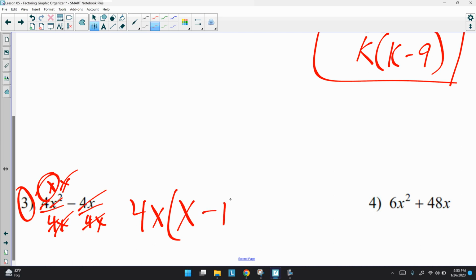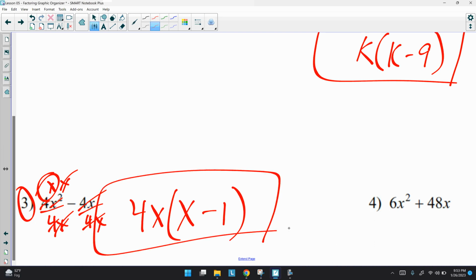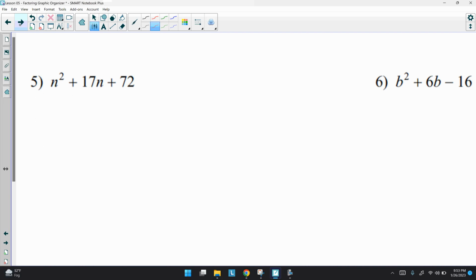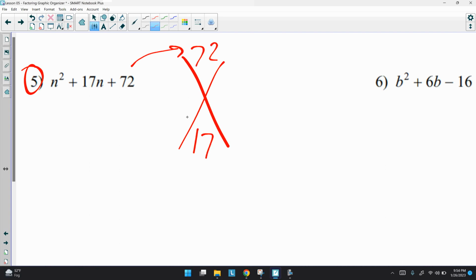So what else we got to work with? I'm going to do 5 real quick. So pause it and hit play again. It's a trinomial. Greatest common factor, there is none. I'm going to go straight to the x. 72 goes on top. 17 goes on the bottom. And I know immediately that it's 9 and 8, because 9 plus 8 is 17. 9 times 8 is 72. And then just put in parentheses.